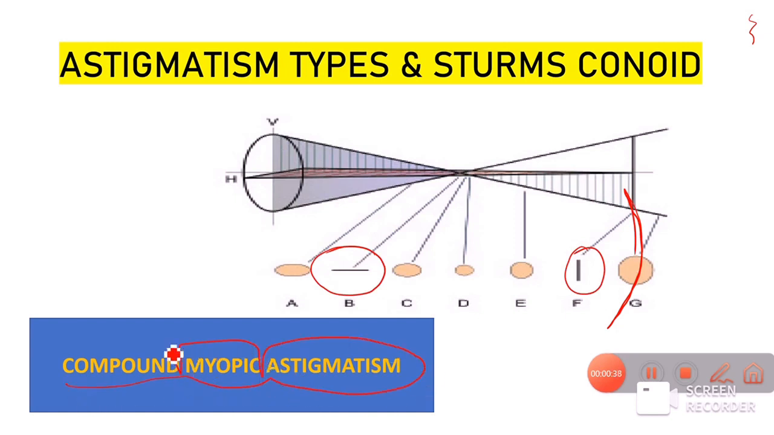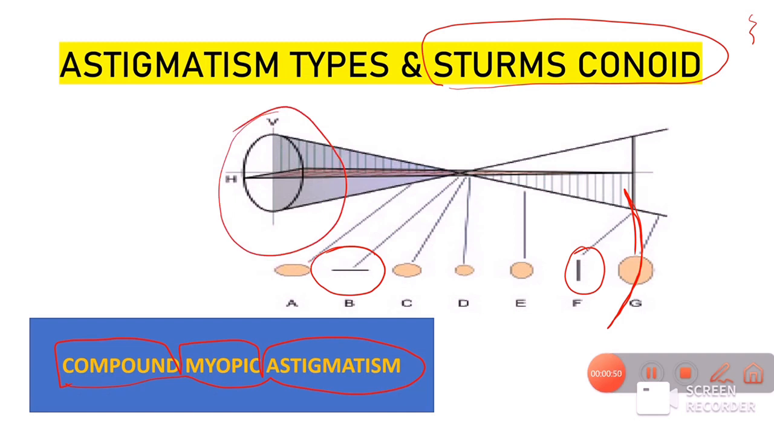So this is why Sturm's conoid is so important. The configuration of these focal points, where these focal points are present, and the configuration of the bundle of light which is passing through the toric surface is important. Because through this, we can know the types of astigmatism and the concept behind the types of astigmatism. And through this, we also know the concept of spherical equivalent. So let us see what is meant by spherical equivalent.